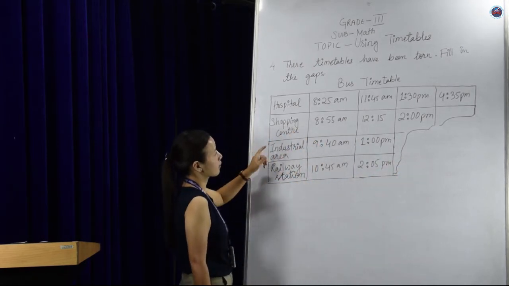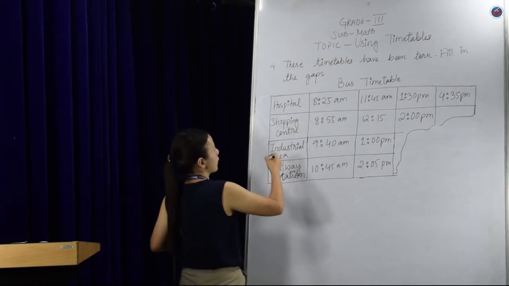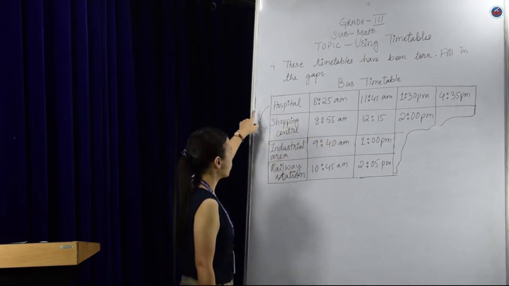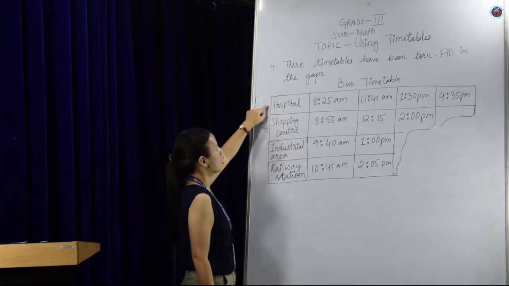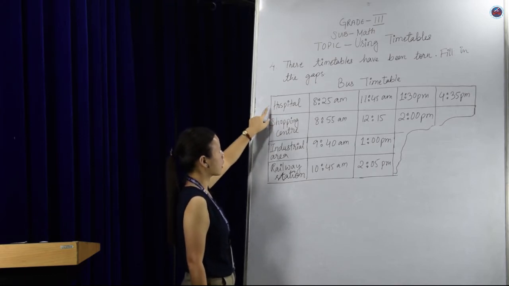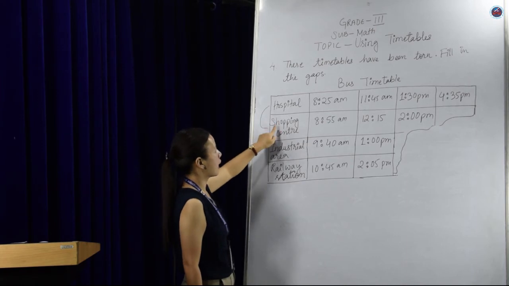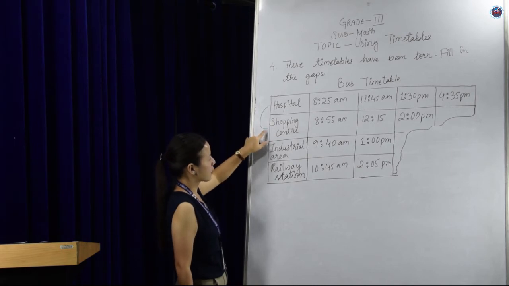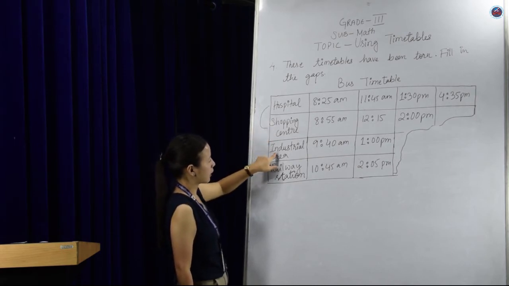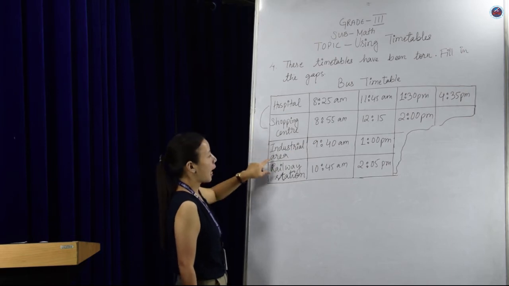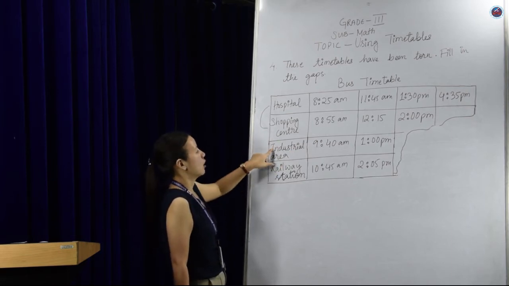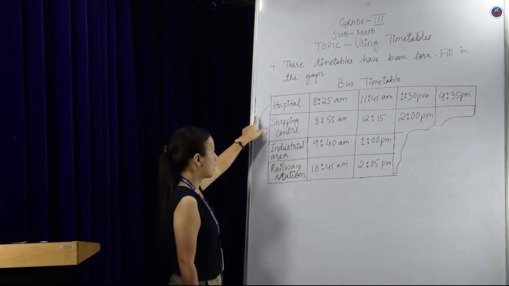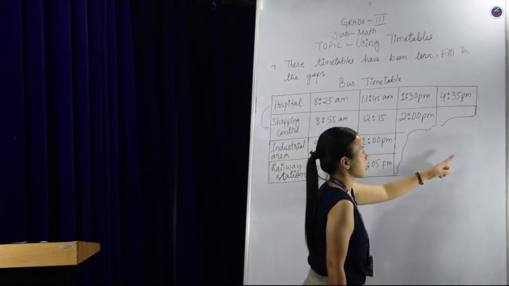What we have to do is find how long the bus takes. This is your bus timetable. So how long does the bus take to go from hospital to shopping center? We have to find that out first, and then how long the bus takes to go from shopping center to the next area, that is industrial area, and then again how long the bus takes to go from industrial area to railway station. Then only we can find this missing time over here.